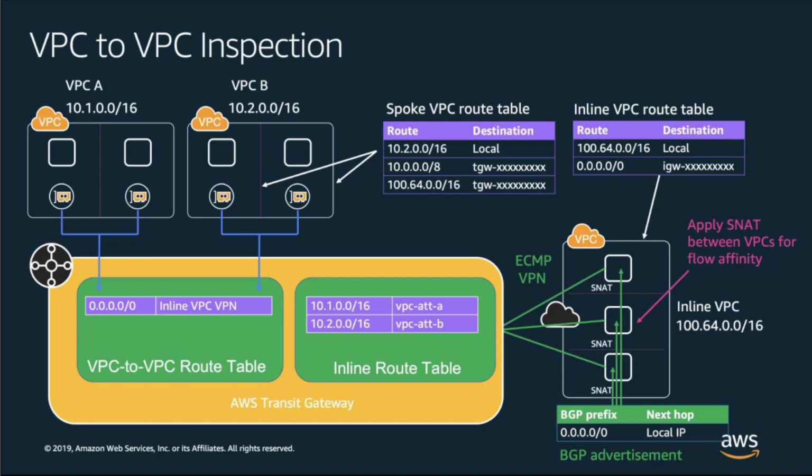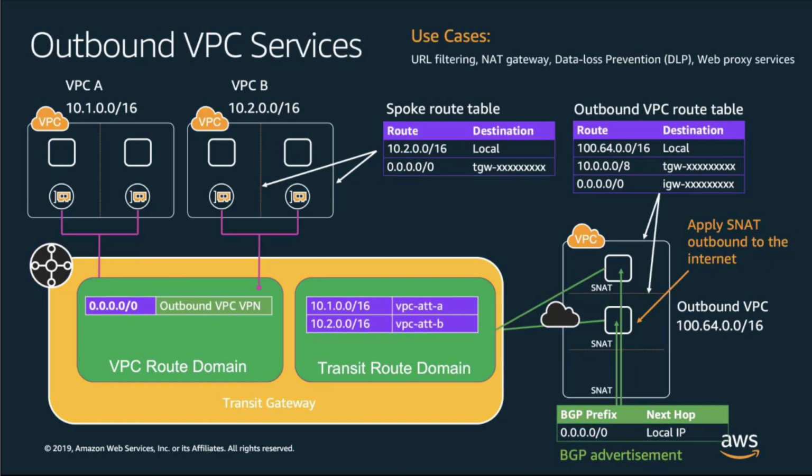And we're also running BGP here. So for BGP, we just have a default route to the local IP. We can also do outbound VPC services. So this is good for URL filtering, NAT gateway, data loss prevention. So we kind of dug into the NAT gateway case, but in this, we're able to control our traffic.